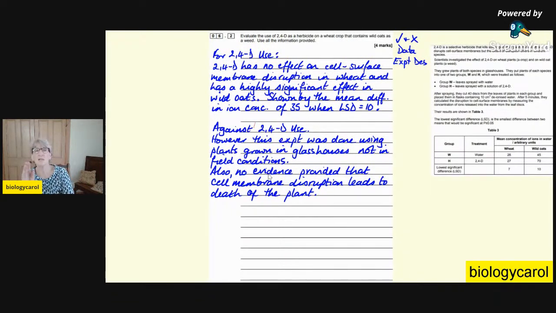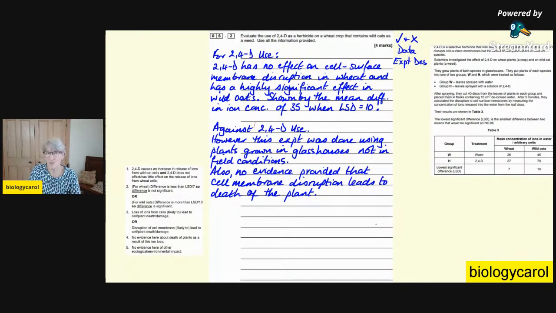So here am I looking at the experimental description and trying to pick it apart, in effect, see where its weaknesses are. And also, they just tell you about membrane disruption, all the rest of it, but there isn't actually a direct link proven between cell membrane disruption and the fact that the plant actually dies. In other words, this is a mechanism of action for a herbicide, a weed killer. So this is what I put.